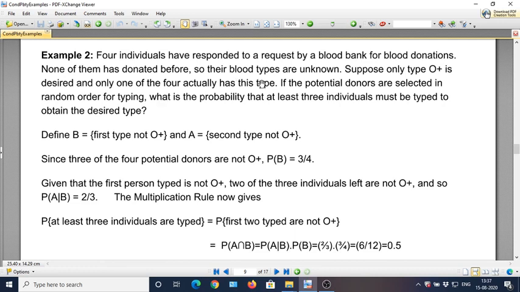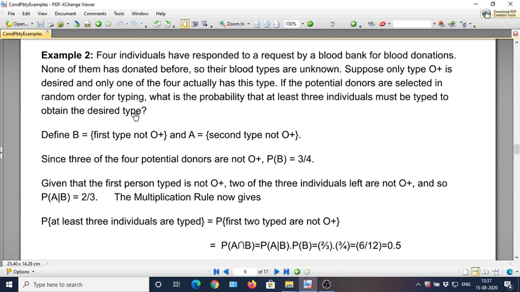So the nurse in the blood bank has to do the blood test, what is called typing, until they find the person having the O plus type blood, and then take the blood from that person. So the probability that is of interest is, what is the probability that at least 3 individuals must be typed or tested to obtain the desired type, which is the O plus?